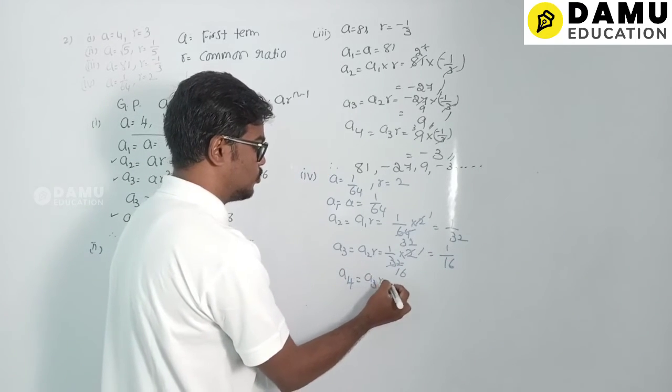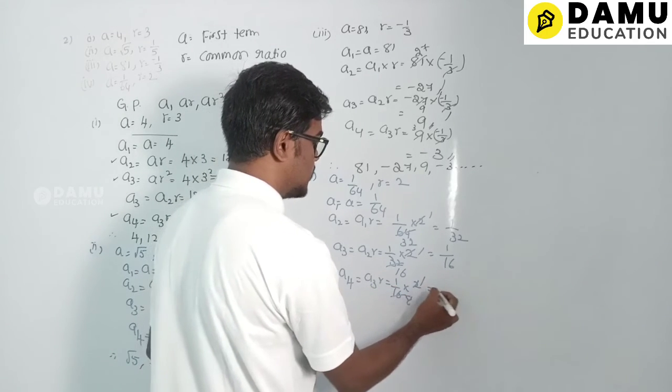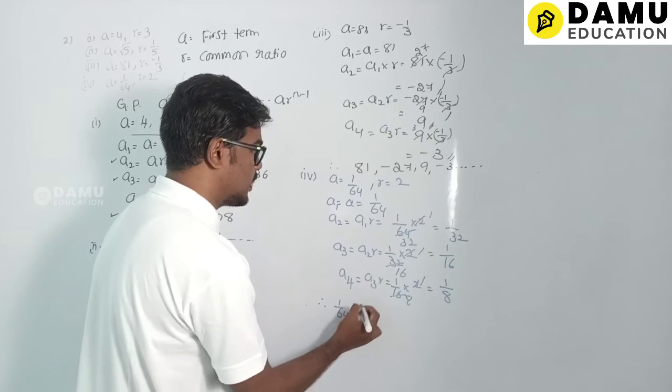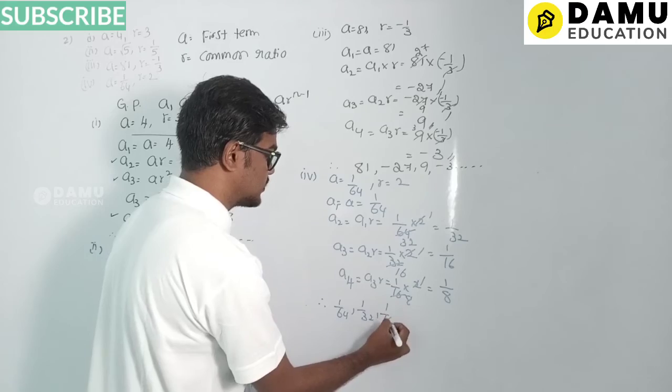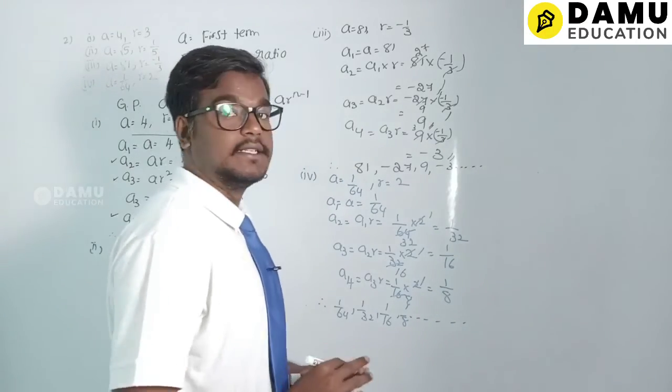Then what is A4? That is A3 into R. A3 is 1 by 16, R is 2, 2 8s are 16, so that is 1 by 8. So what is the series? 1 by 64, comma 1 by 32, comma 1 by 16, comma 1 by 8, and so on. So this is the way to find the calculation.